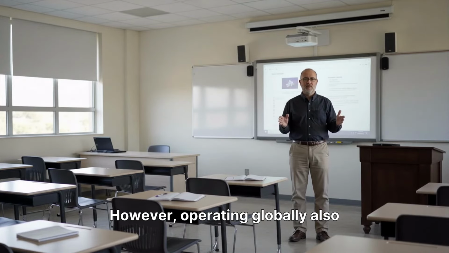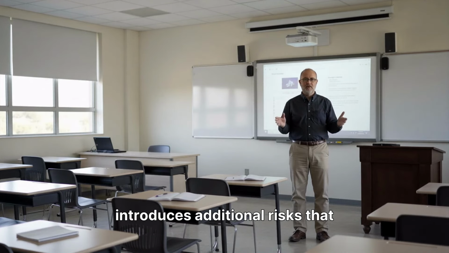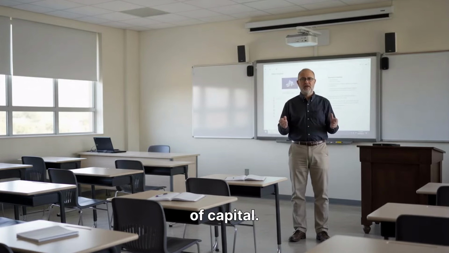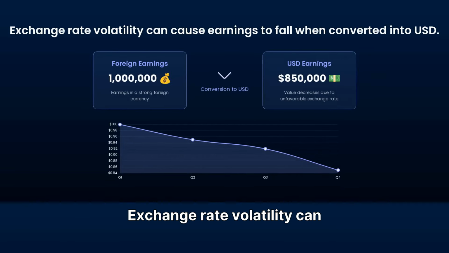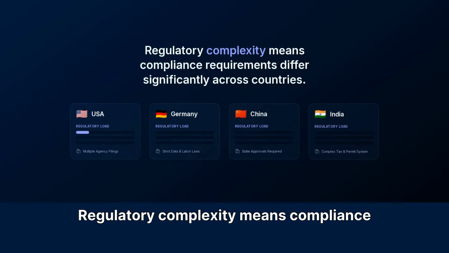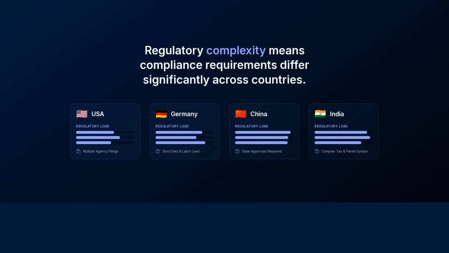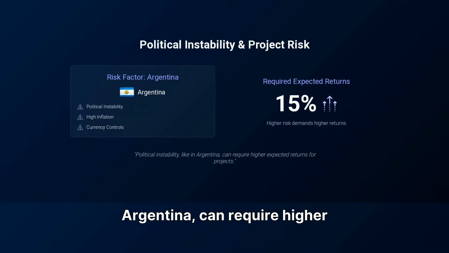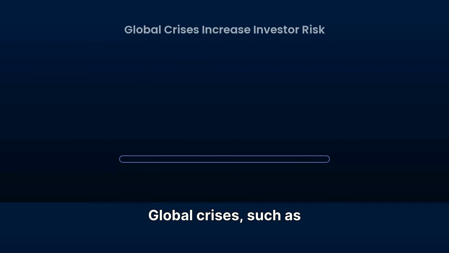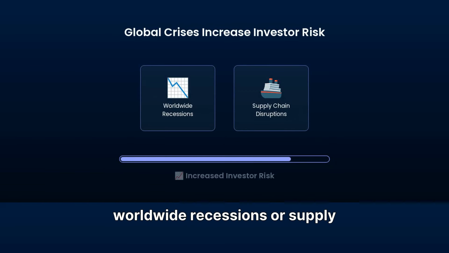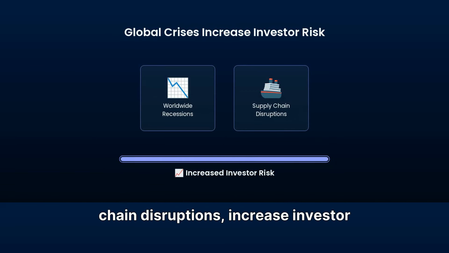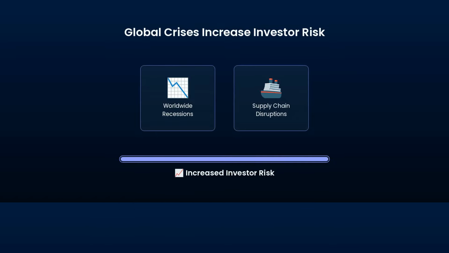However, operating globally also introduces additional risks that can raise the cost of capital. Exchange rate volatility can cause earnings to fall when converted into USD. Regulatory complexity means compliance requirements differ significantly across countries. Political instability, like in Argentina, can require higher expected returns for projects. Global crises, such as worldwide recessions or supply chain disruptions, increase investor risk.